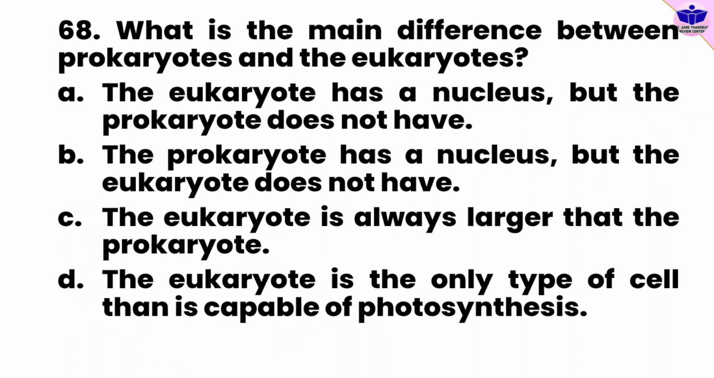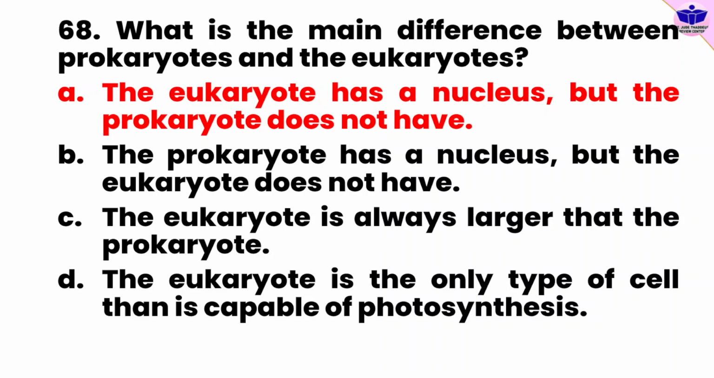68. What is the main difference between prokaryotes and eukaryotes? A. Eukaryote has a nucleus, but a prokaryote does not have. B. Prokaryote has a nucleus, but the eukaryote does not have. Letter C. The eukaryote is always larger than the prokaryote. Or letter D. The eukaryote is the only type of cell that is capable of photosynthesis. So the main difference is letter A. The eukaryote has a nucleus, but the prokaryote does not have. The word eukaryote means true nucleus, whereas the word prokaryote means before the existence of a nucleus.